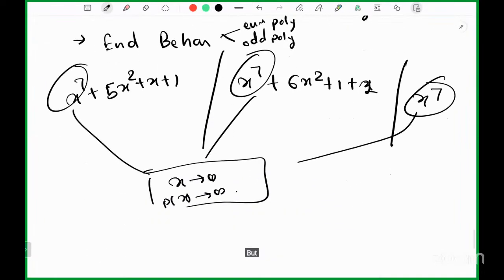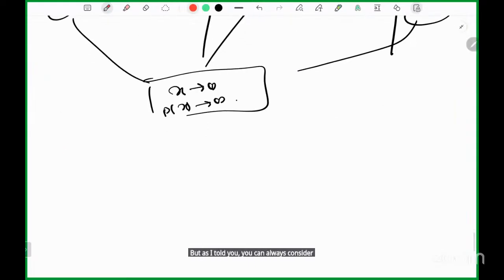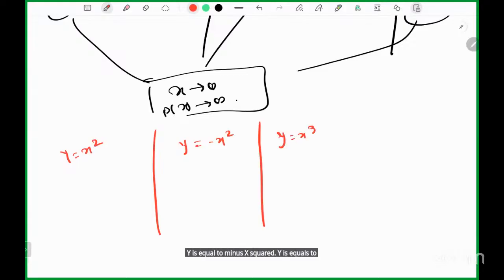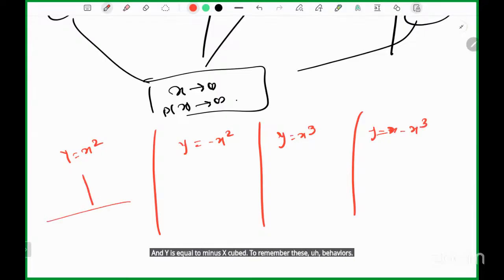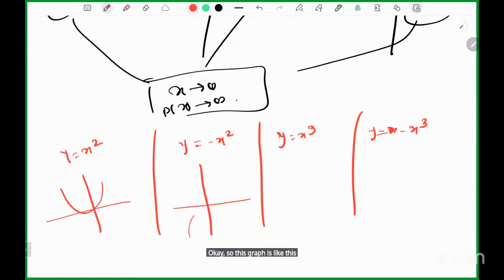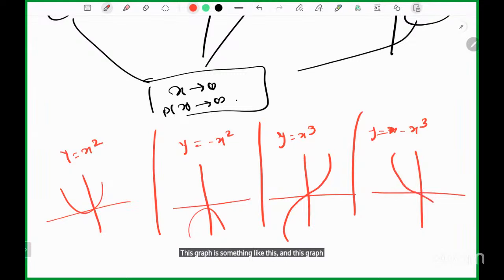If it's less than 0, we have a different behavior. But as I told you, you can always consider the graphs of y equals x square, y equals minus x square, y equals x cube, and y equals minus x cube to remember these behaviors. So this graph is like this, this graph is like this, and this graph is something like this. That's how the polynomial's graph will look.